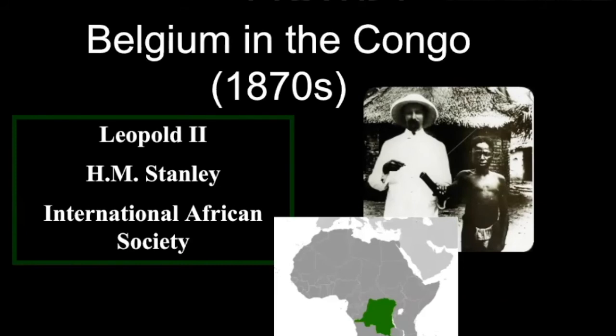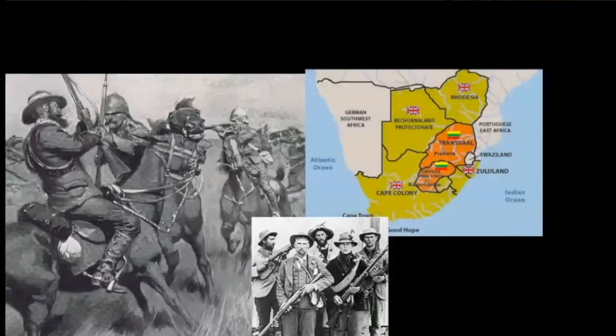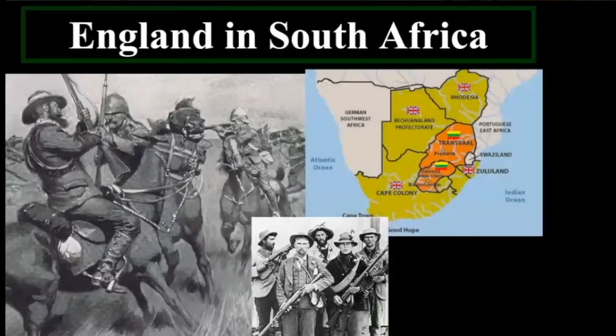But Belgium is not going to be the only country involved in colonizing Africa. England is going to be very involved. During the Napoleonic Wars, England is going to replace the Dutch in Cape Colony, and the Dutch that live there are not going to be very happy with this.